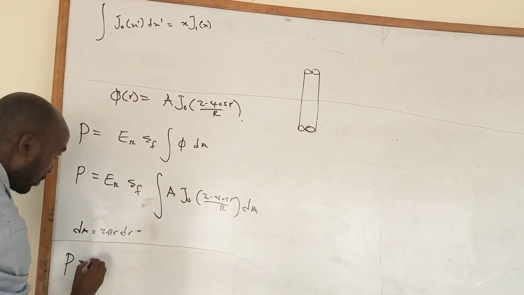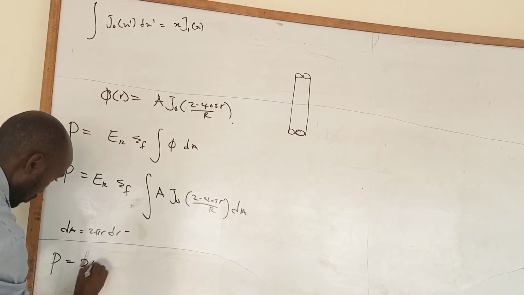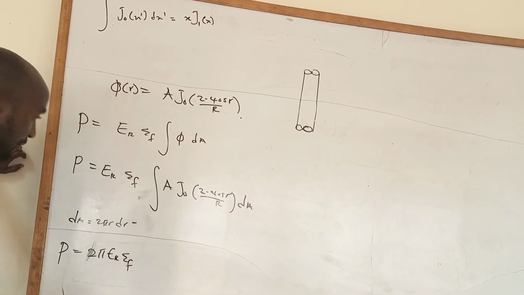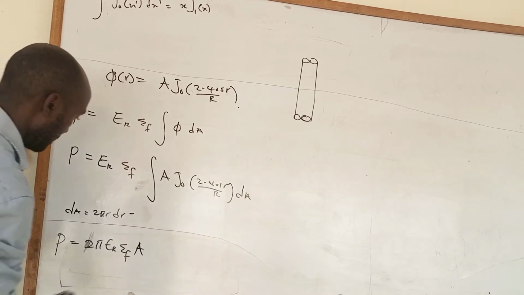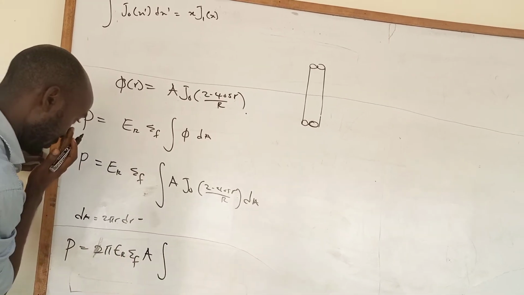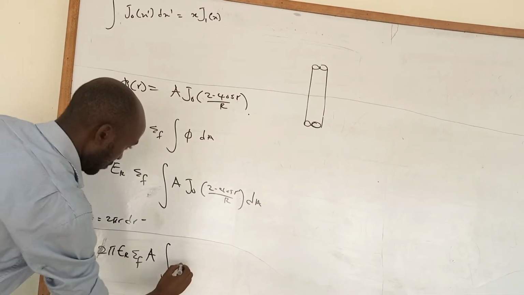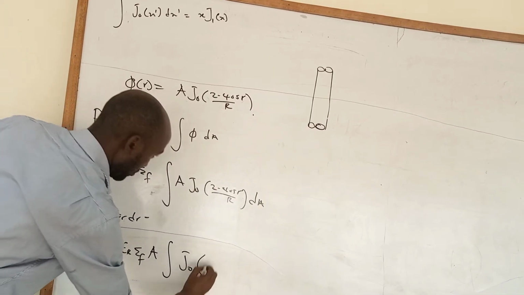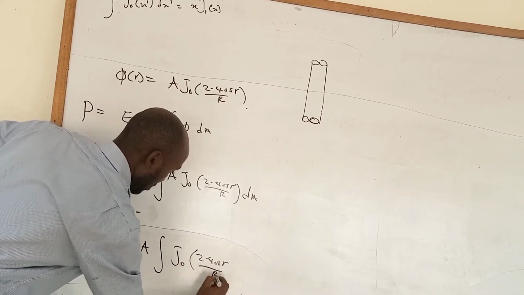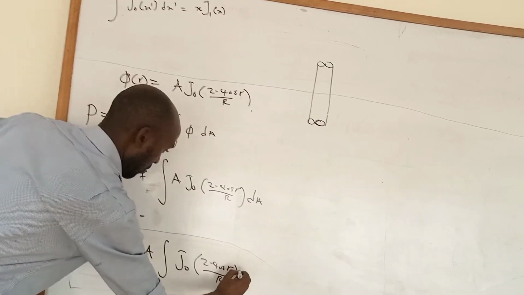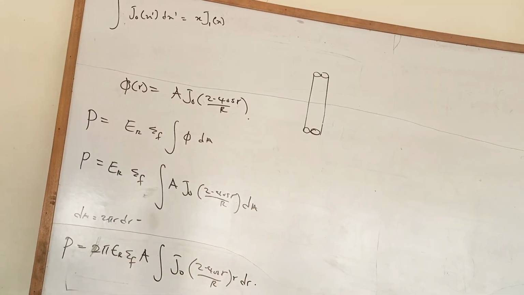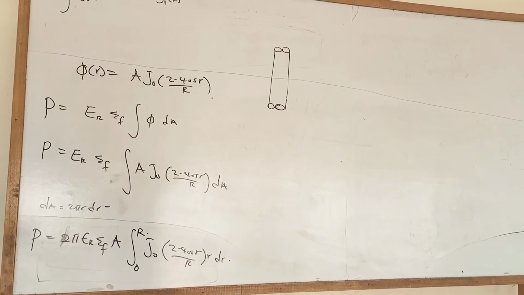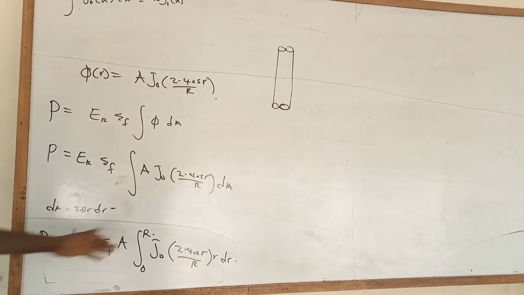So now our P is equal to 2 pi E_R E_F A integral of J naught 2.405 r over R times r dr, and this one will be from 0 to R. Merit. So let's use integration by parts here.